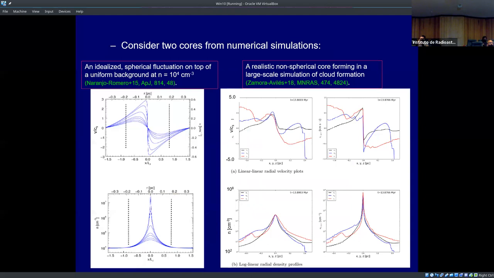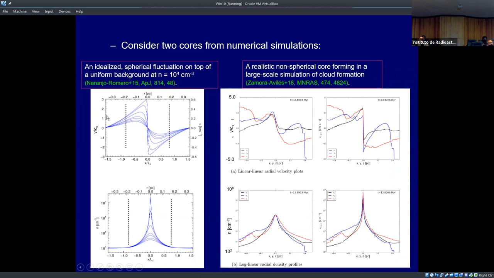What we set out to do was observe this type of systems with synthetic observations. So we considered two cores from numerical simulations. One, published by Raul Naranjo in 2015, it's an idealized spherical core. It's during the prestellar stage, but it's perfectly spherical. And it's a spherical perturbation sitting on top of a uniform density background. And the other one is the same core that I was showing you before. I'll show you images of the core soon. So this is exactly the same core I was showing, and this is at two different times.